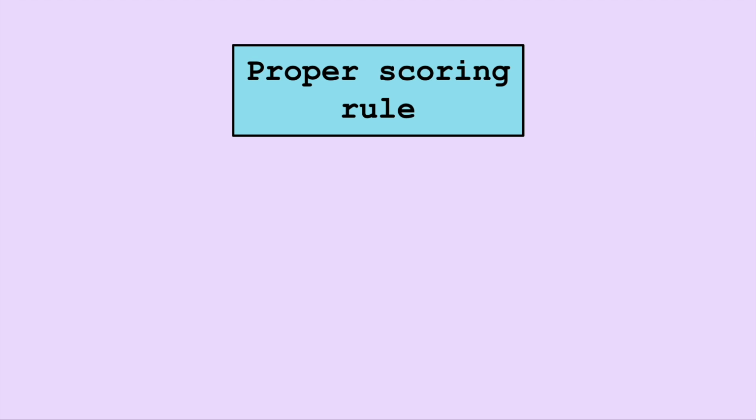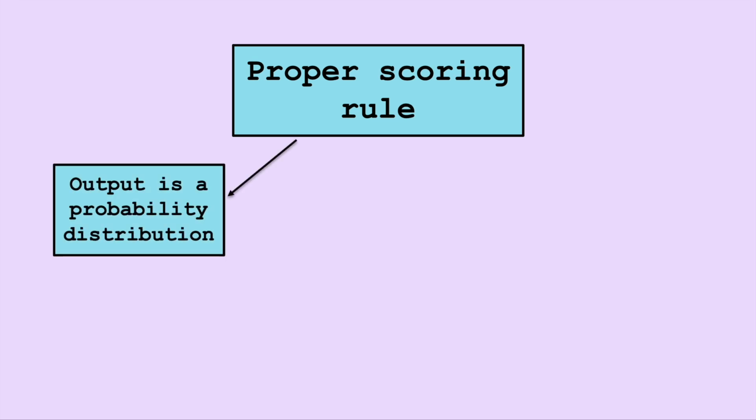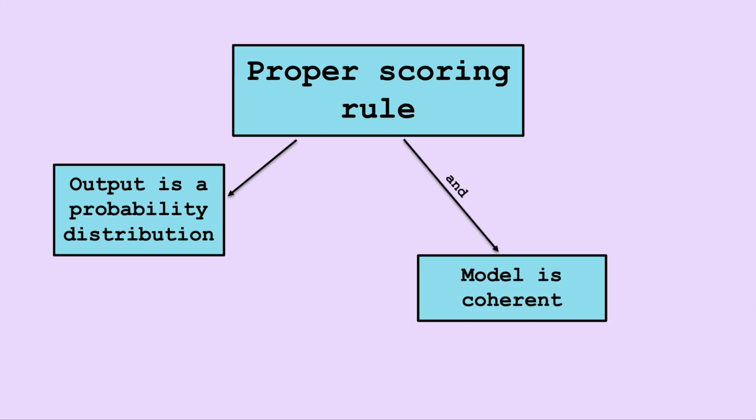Looking back, this means that if we use a proper scoring rule, not only can we interpret our model's output as a probability, but for a well-trained model, its output on the training data will always be coherent. And if the model is not overfit, for any input similar enough to the training data that we can reasonably expect the model to generalize to, the model's output will be coherent.